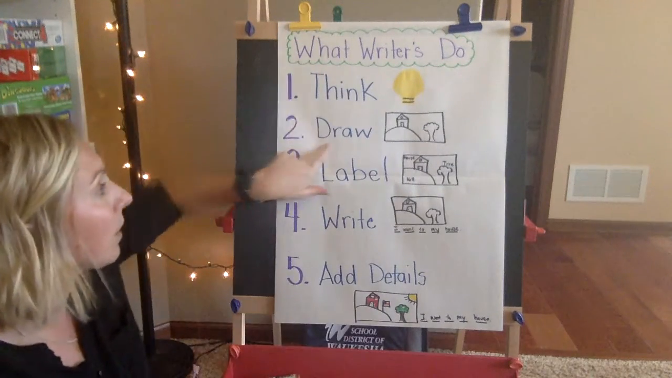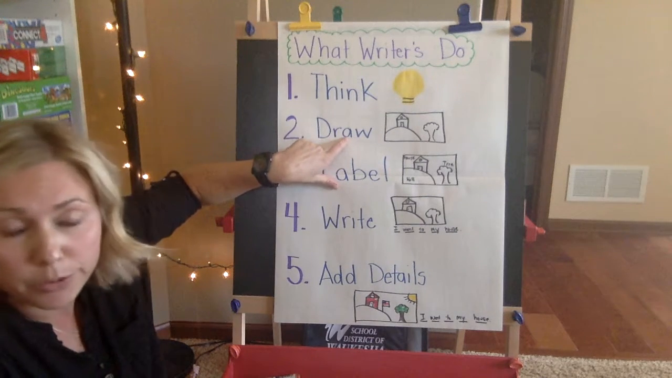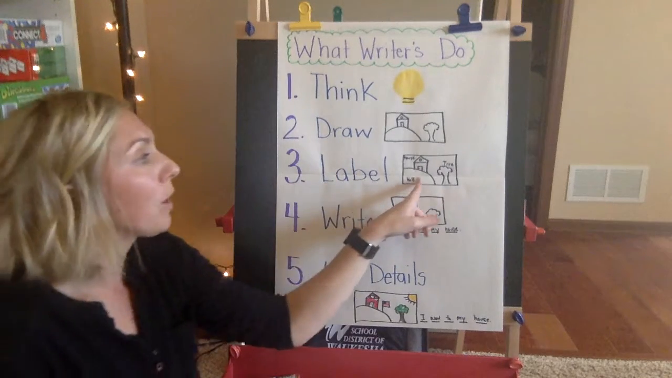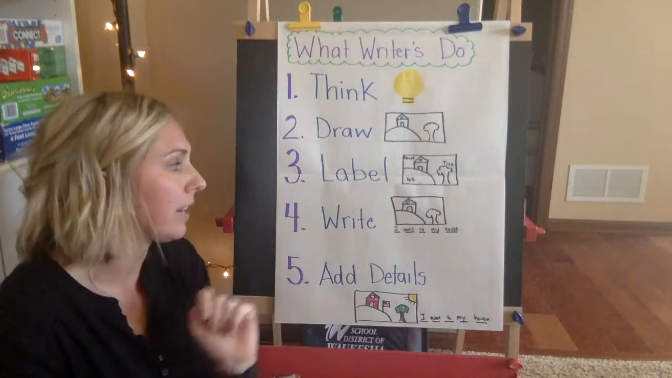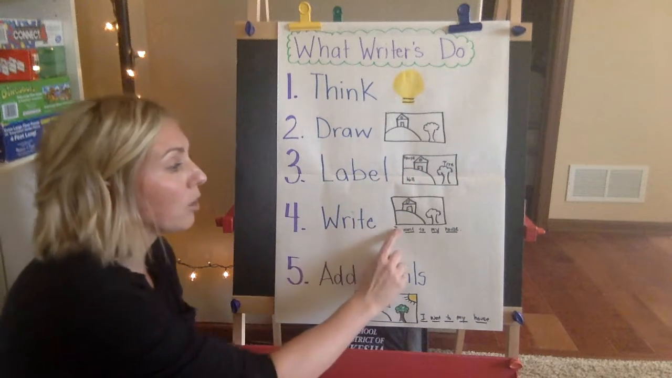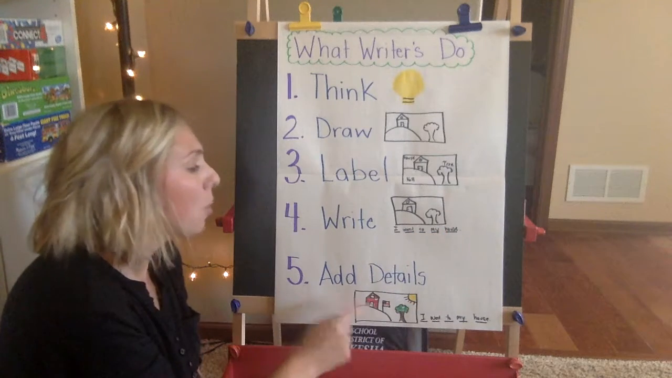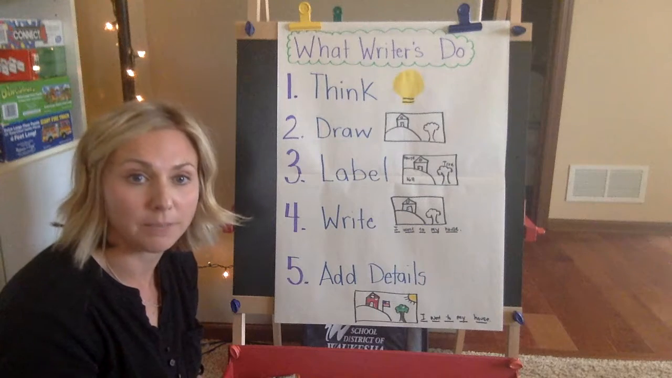Then you always start with your drawing, because that's how you tell the story. You tell it through your drawing as well. You're an illustrator. Then you can go through and you can label your drawing. Like this one, I labeled the house, the hill, and the tree. Then you're going to write your words underneath, and we're going to talk about that today. And then you always go back and you can add more details. See, I added some more color to my picture.